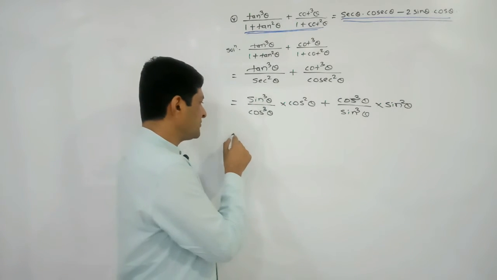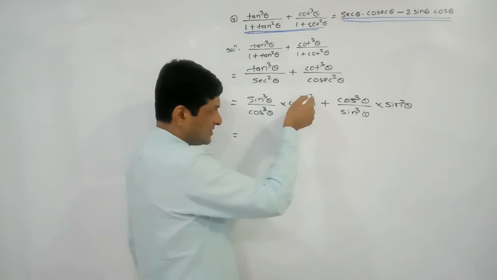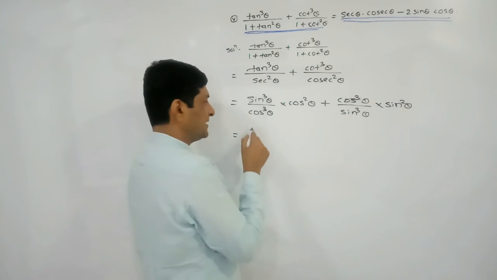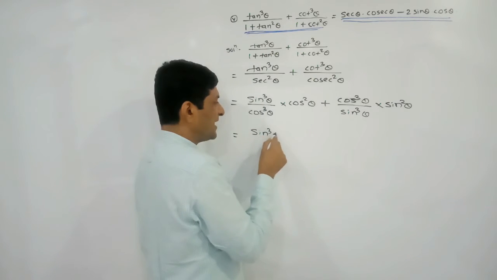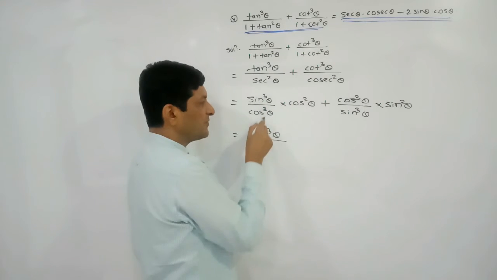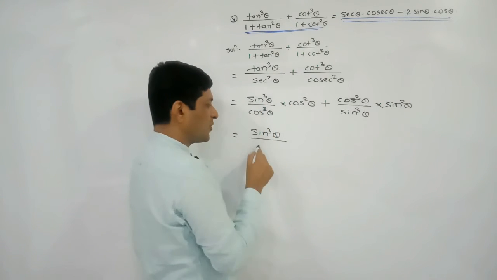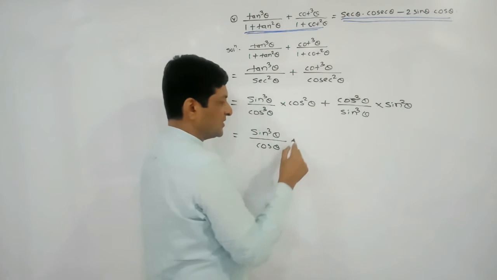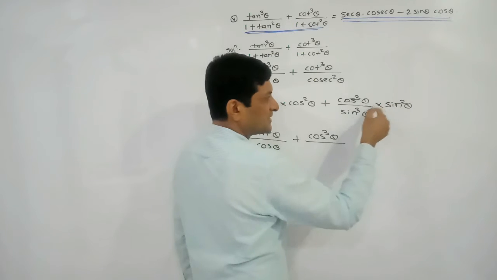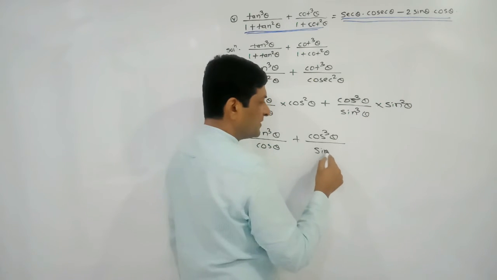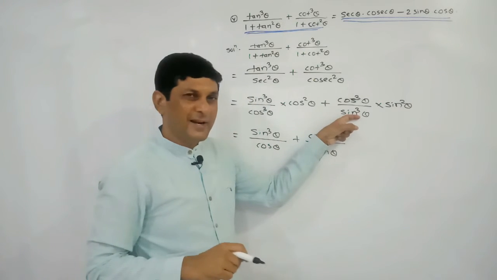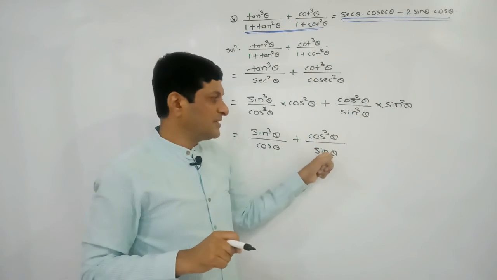Now check which terms will get cancelled. Here cos square and cos square from the denominator will get cancelled. So keep this sine cube theta as it is. If we cancel cos square from numerator and denominator, and cancel cos square from cos cube, the remaining term is cos theta. Plus here also keep cos cube theta as it is, and if we cancel sine square from numerator and denominator, what will we get here? Sine theta, because here sine square will get cancelled, and from sine cube, if we cancel sine square, the remaining term is sine.